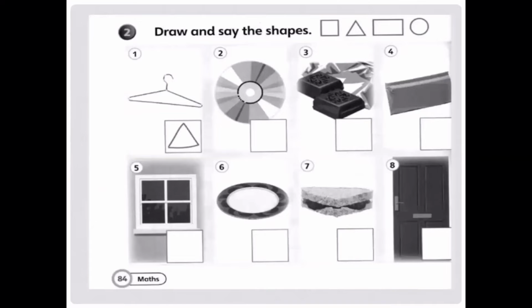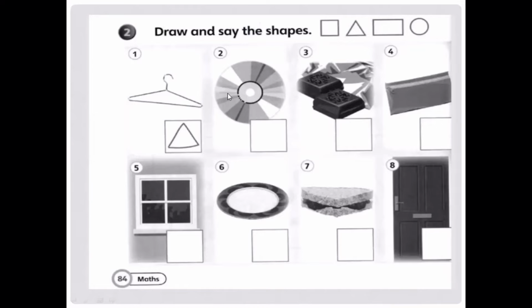Workbook, page 84. Draw and say the shapes. Number 1, for example, this is a hanger. It's in the shape of a triangle. So we draw a triangle.